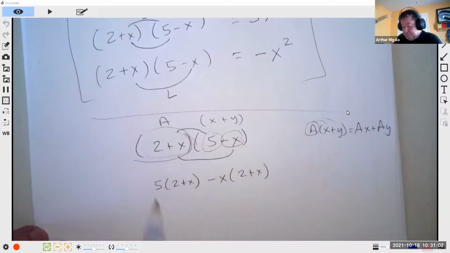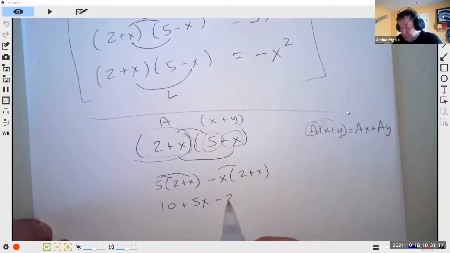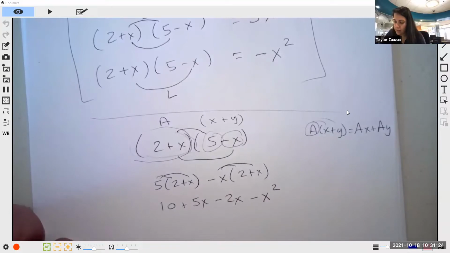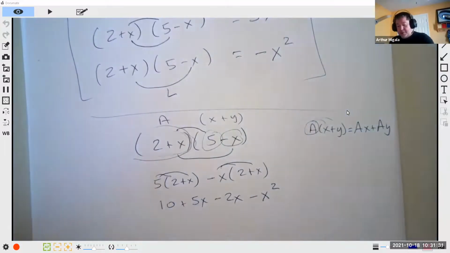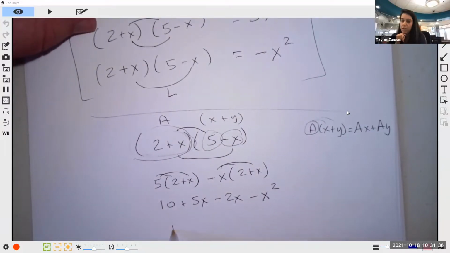Now I distribute again. 5 times 2 is 10, 5 times X is 5X, and then negative 2X, and then negative X squared. Negative times positive is negative, X times X is X squared. That's why I always do it in 2 steps. Do the signs first, then the numbers. Then combine like terms.